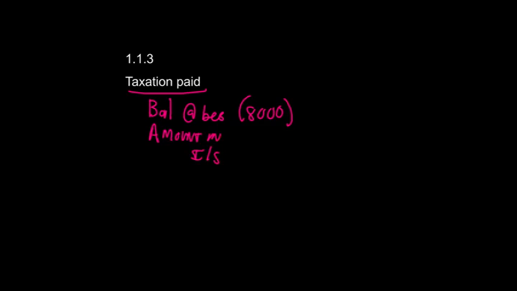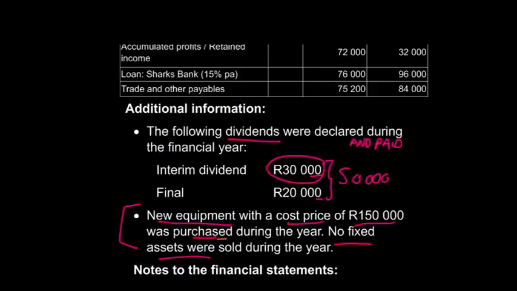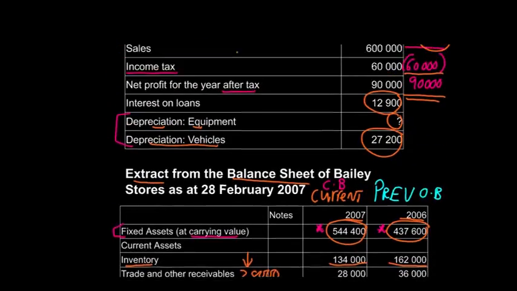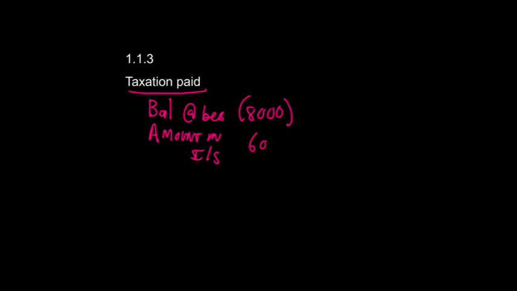The next line, we're looking at your amount in the income statement. So what was your income tax expense for the year? Okay, so back to my information. And here I'm going to go to my income statement. So my income tax for the year, there's that amount of 60,000. So let's take that through. Income tax for the year, 60,000. It is an expense, hence it needs to be in brackets.